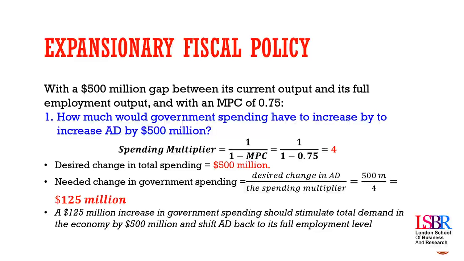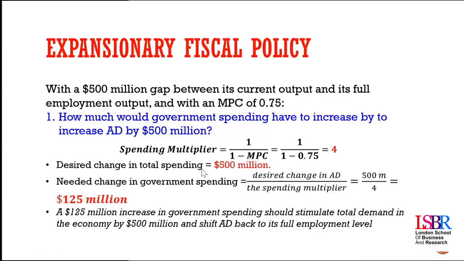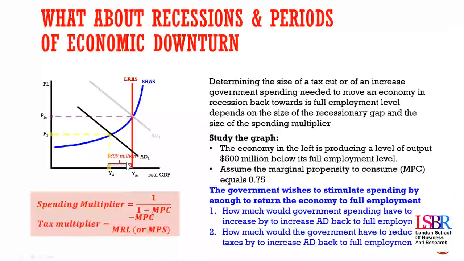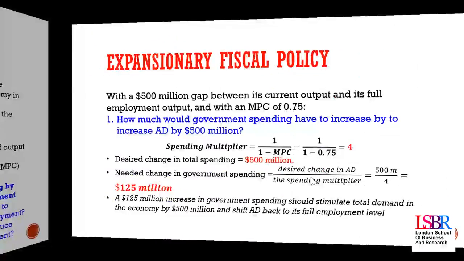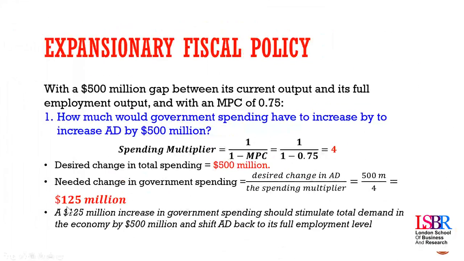If the government raises its expenditure by $1, there'll be 4 more dollars generated in the economy because of how the cycle works. So in order to cover this $500 million, the government would have to spend $125 million. $500 million divided by the multiplier, 4, gives you $125 million. Why? Because a $125 million increase in government spending should stimulate total demand in the economy by $500 million, and it will help shift the aggregate demand back to its full employment level.